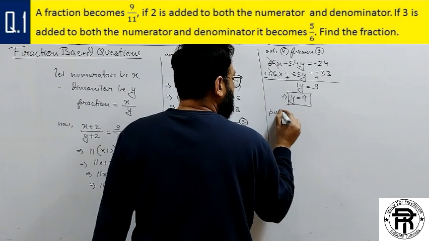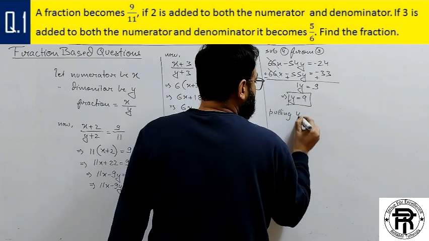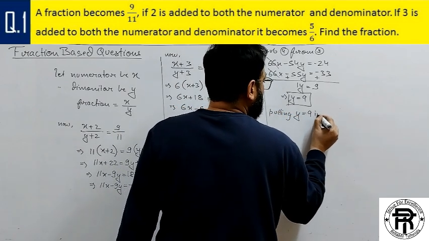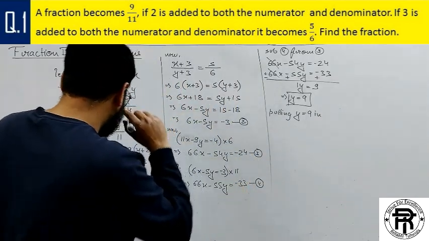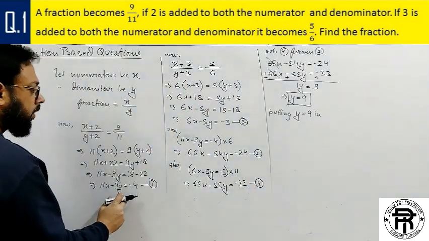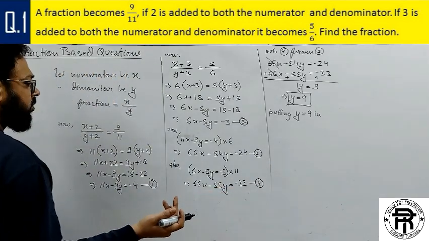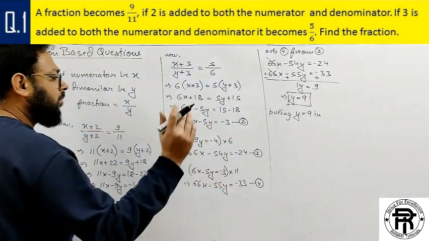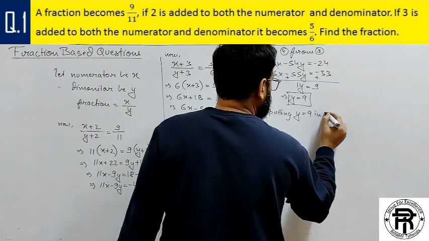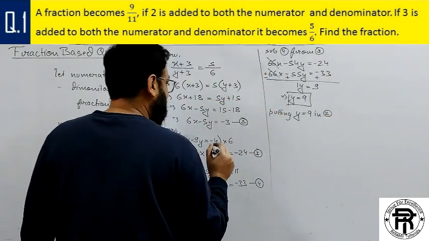Now putting y is equals to 9 in. Now let us see what are the options that we have. This is the first equation, this is the second equation, this is the third equation, fourth equation. In any of the equations we can put. Second looks fine, we put it in the second. Let us see in second, putting y is equals to 9 in second equation.